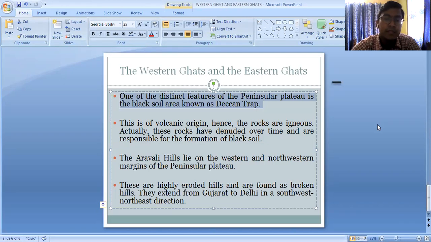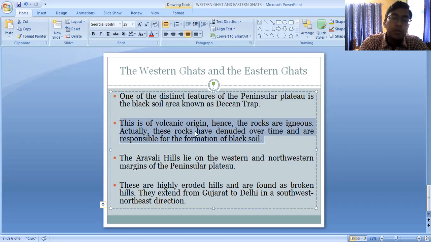So basically in this peninsular plateau region, we have the igneous and the metamorphic rocks, which are volcanic in origin. The igneous and the metamorphic rocks are mainly found in this peninsular plateau region. Basically the igneous ones, which are volcanic in origin. That means they have been formed because of the cooling and the solidification of the molten magma and the lava actually.